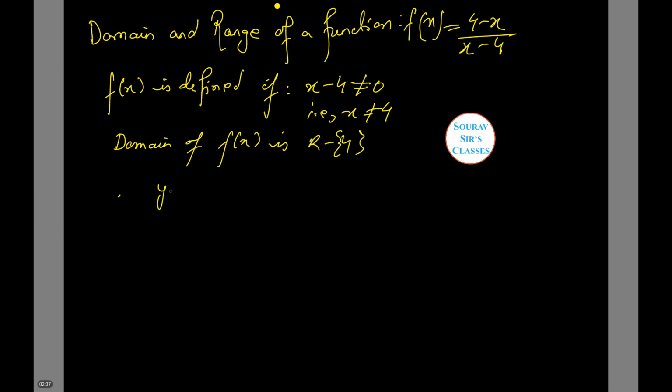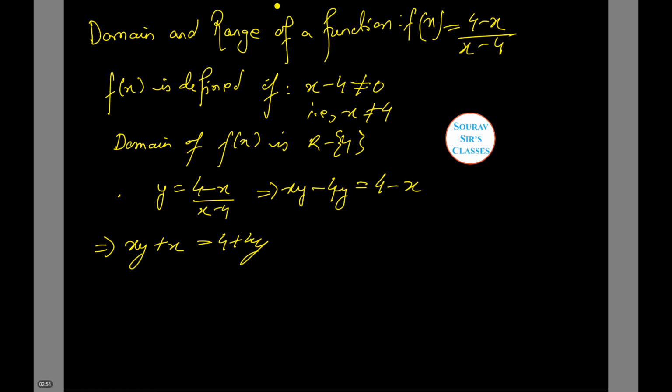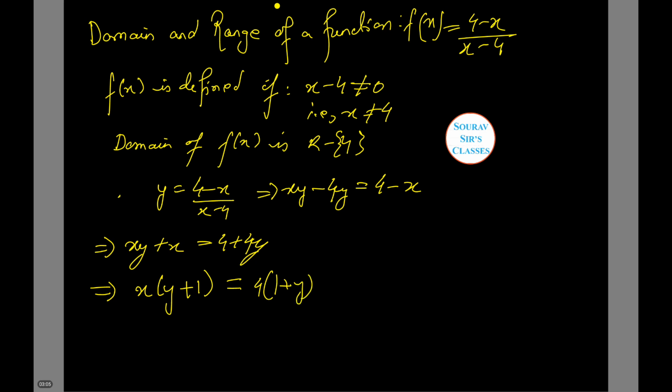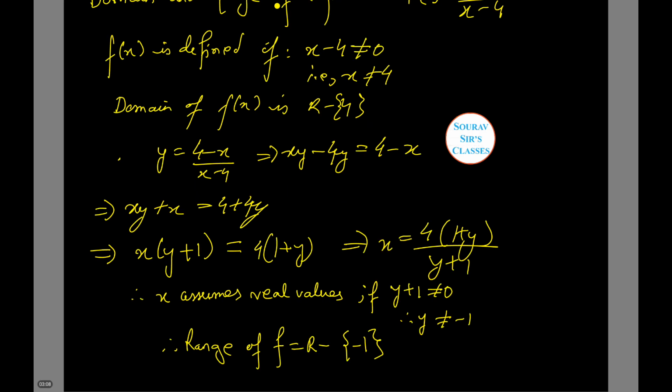Now therefore y = (4 - x)/(x - 4), which gives xy - 4y = 4 - x. Thus xy + x = 4 + 4y. Thus x(y + 1) = 4(1 + y). Therefore x assumes real values if y + 1 is not equal to 0, therefore y ≠ -1. Therefore the range of f = R - {-1}.